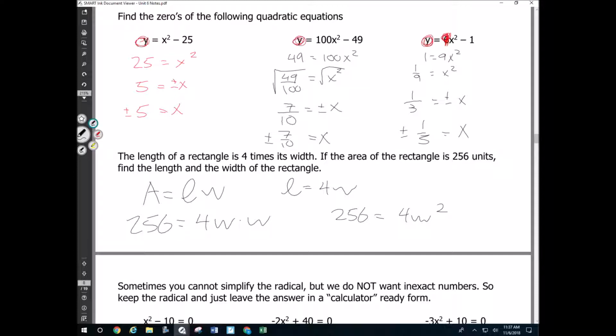However, we're talking about a rectangle, so we don't want to say it has a width that is negative. So in this case, I would disregard the negative. 256 divided by 4 is 64. W squared equals 64. In this case, I would say W is just 8.